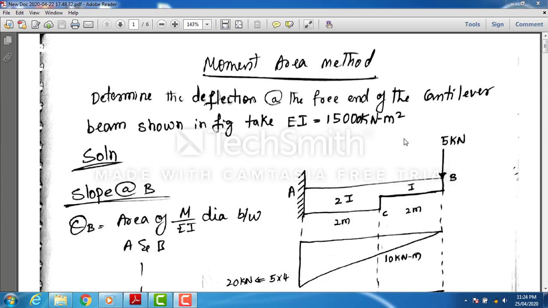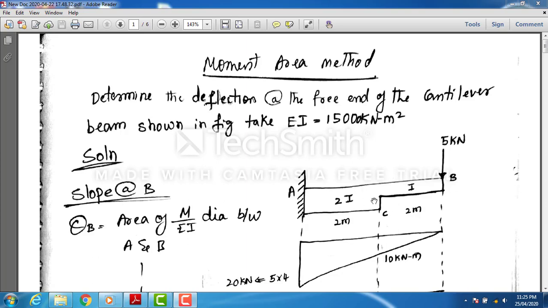Hello everyone. So far we've discussed simply supported beams as far as conjugate beam method is concerned. Now we shall discuss cantilever beams. So here I am going to discuss cantilever beams by conjugate beam method comparing with moment area method. The problem which you are seeing here has already been solved in moment area method. Now I am going to solve the same problem by conjugate beam method, achieving the same answers which we have got in moment area method.